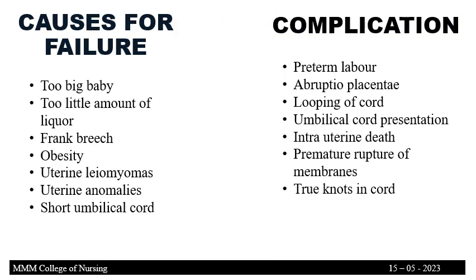Causes for failure: too big a baby, too little amount of liquor amnii, frank breech, obesity, uterine leiomyomas, uterine anomalies, short umbilical cord. So all this can cause failure to perform an ECV. Complications: preterm labor, abruptio placenta, looping of the cord, umbilical cord presentation, intrauterine death, premature rupture of membranes, true knots in cord. So these are life-threatening complications that can occur because of ECV. So we don't perform this ECV often in clinical settings. Okay, but you should know what is ECV.